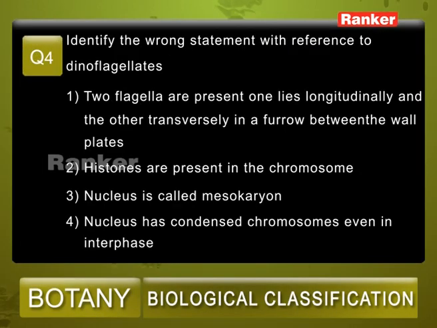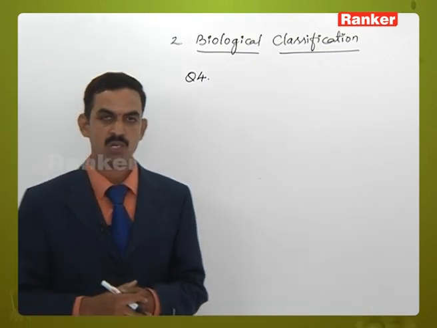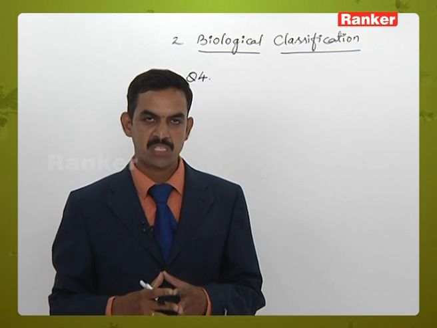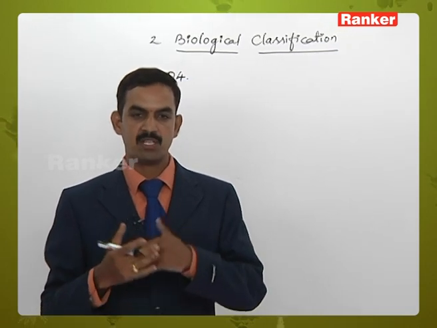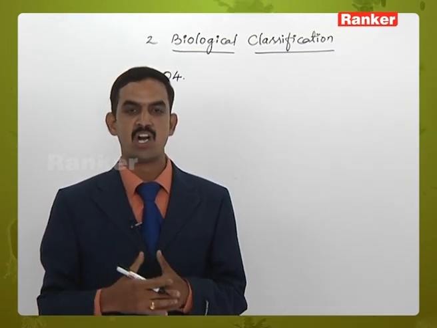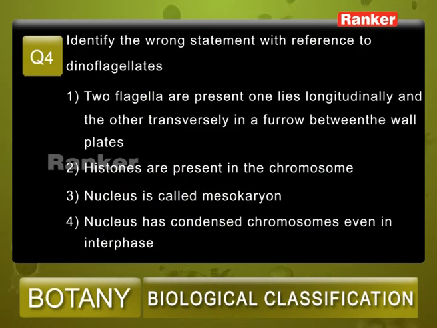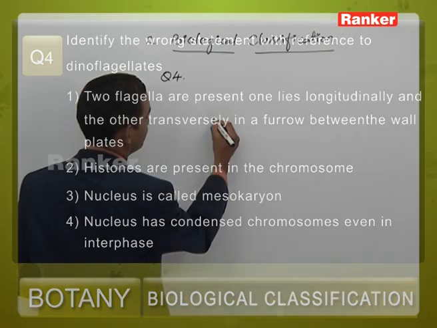Question number 4 is giving some information about the dinoflagellates. Based on the given 4 options, we have to identify which of the following statements is wrong regarding dinoflagellates. So identify the wrong statement with reference to dinoflagellates. First one, 2 flagella are present, one lies longitudinally and the other transversely in a furrow between the wall plates.